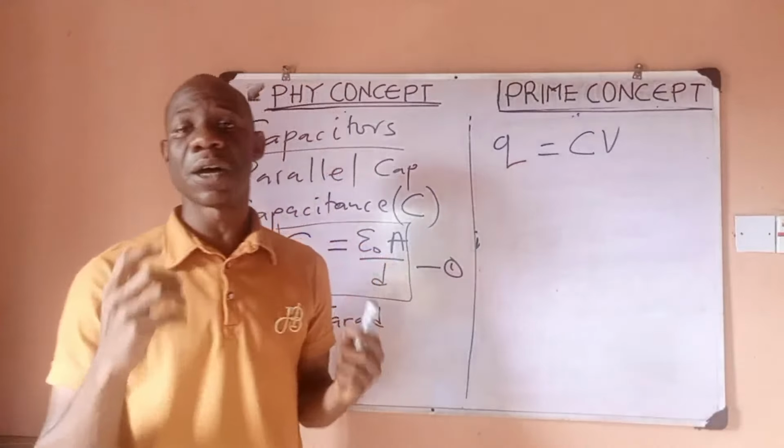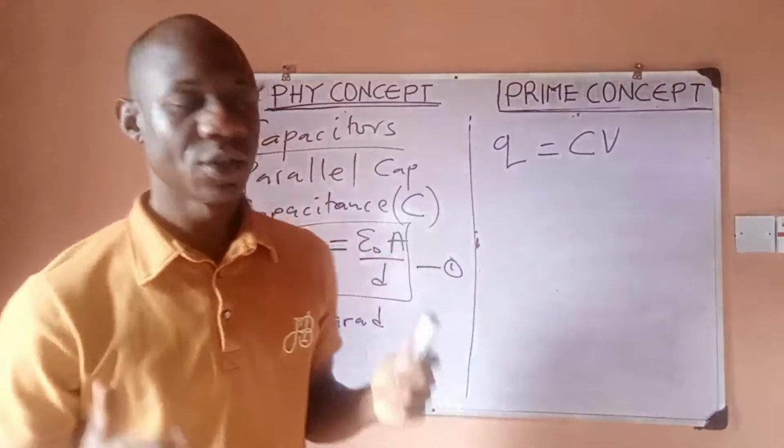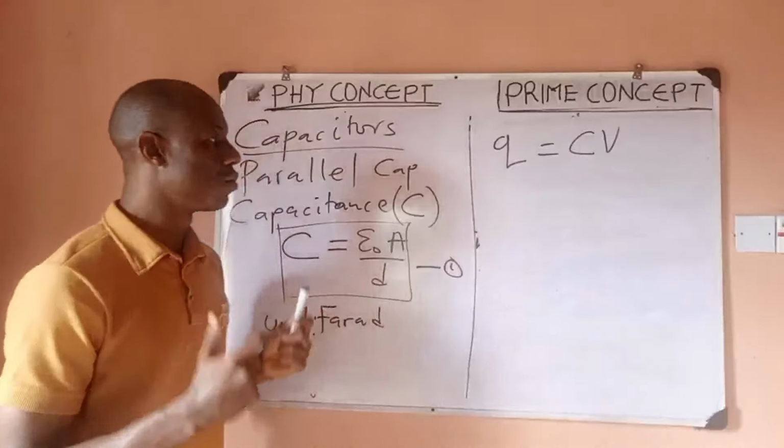Meanwhile, before I continue, how many persons are present now? 22. So we have 22. So we should move on.